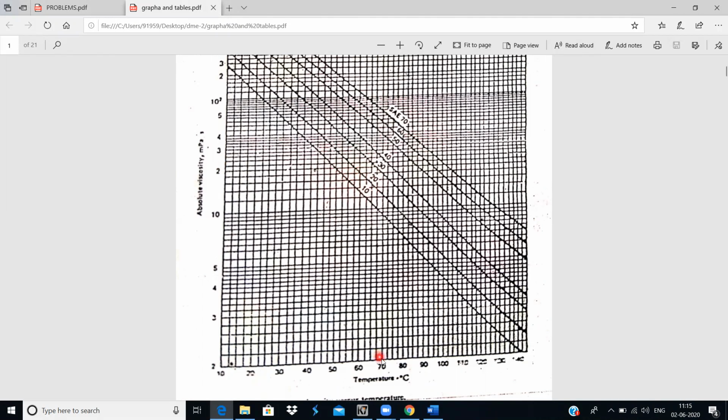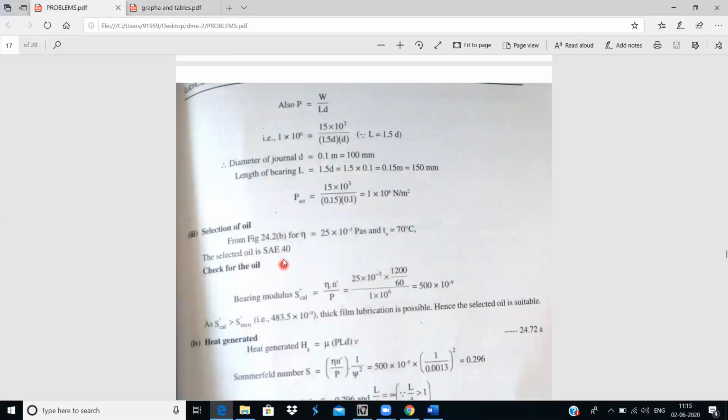Move this 70 degrees in the upward direction like this. Next, bring this 25 into 10 to the power of minus 3 towards the right side. Both will meet at this point, that is 25 into 10 to the power of minus 3 Pascal-seconds and 70 degrees. At this point, we are having the curve SAE 40.